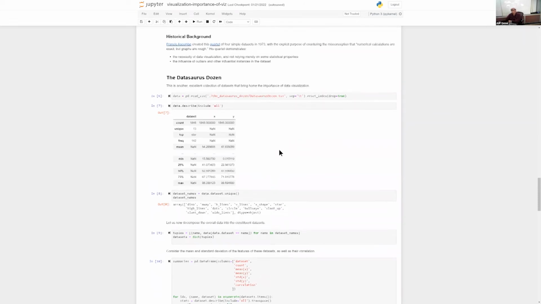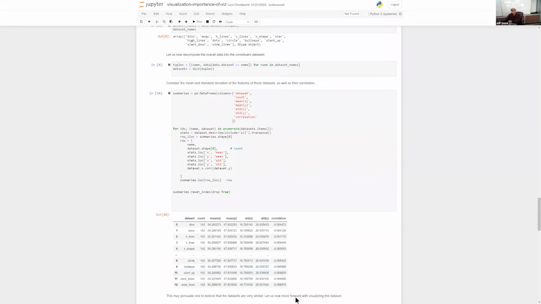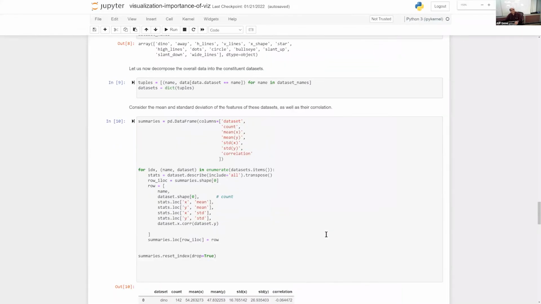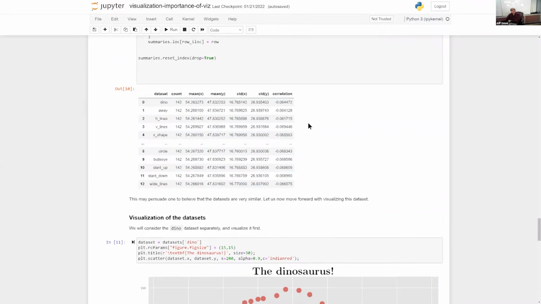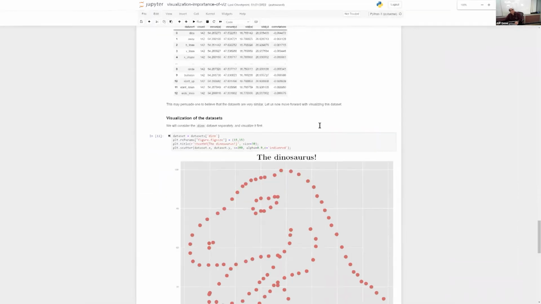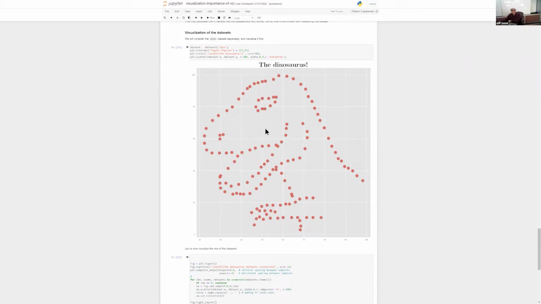remarkable. This data set is made up of 13 data sets. All of those data sets have, let me show you, again, pretty much the same statistical properties. And yet, when you visualize the data, the first data set is, what does it look like to you? A dino, right? A dinosaurus. And this is the first data set.